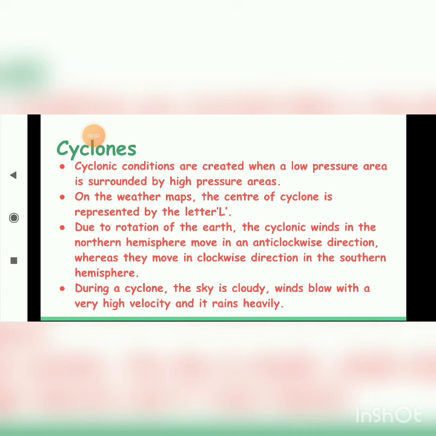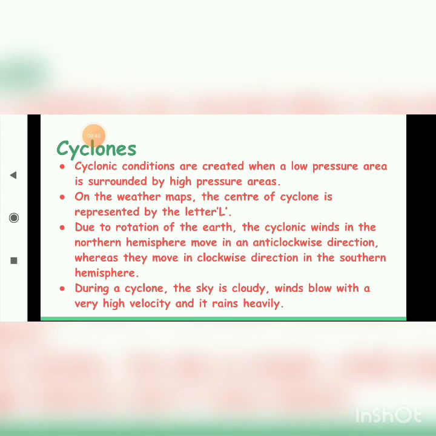First, we will learn about cyclones. Cyclonic conditions are created when a low pressure area is surrounded by high pressure areas. On the weather map, the center of a cyclone is represented by the letter L. Due to the rotation of the earth, cyclonic winds move in anti-clockwise direction in the northern hemisphere, whereas they move in clockwise direction in the southern hemisphere.